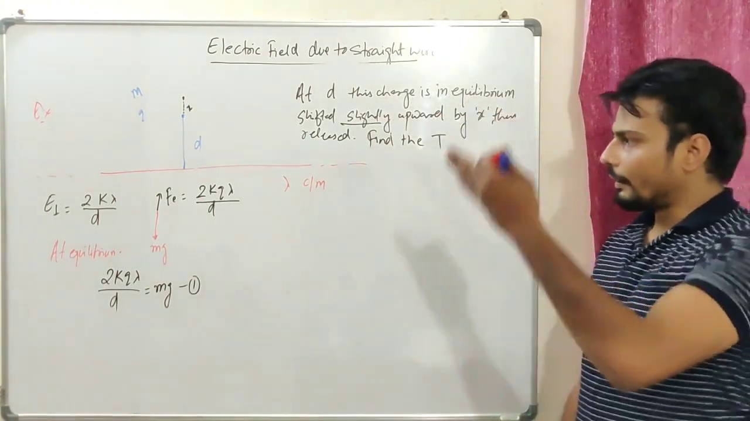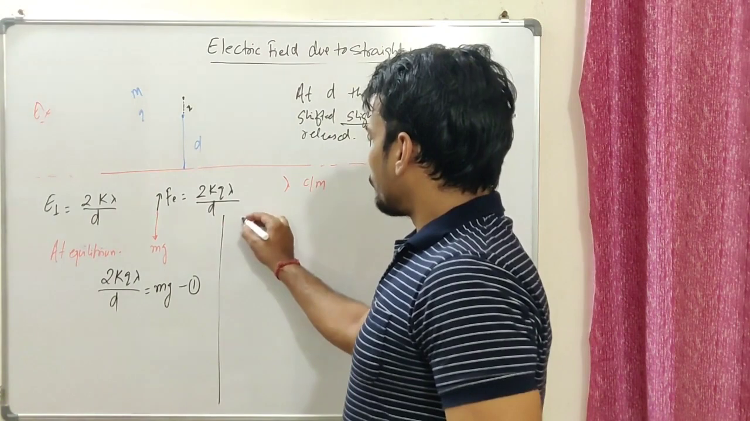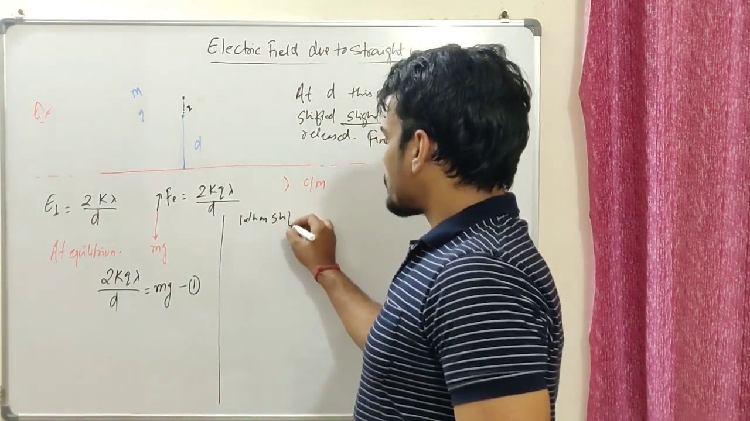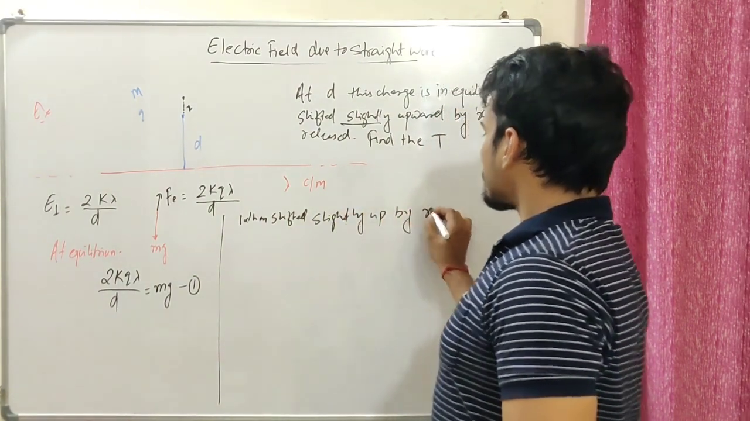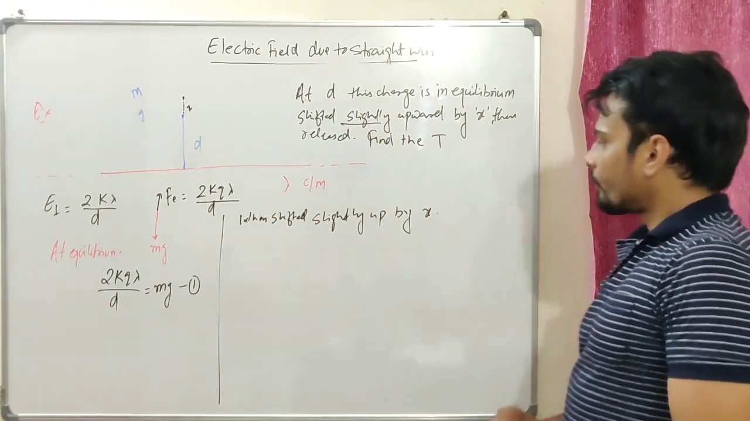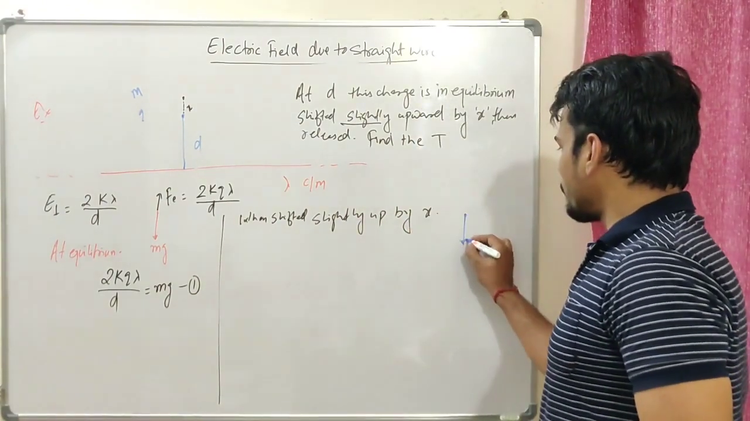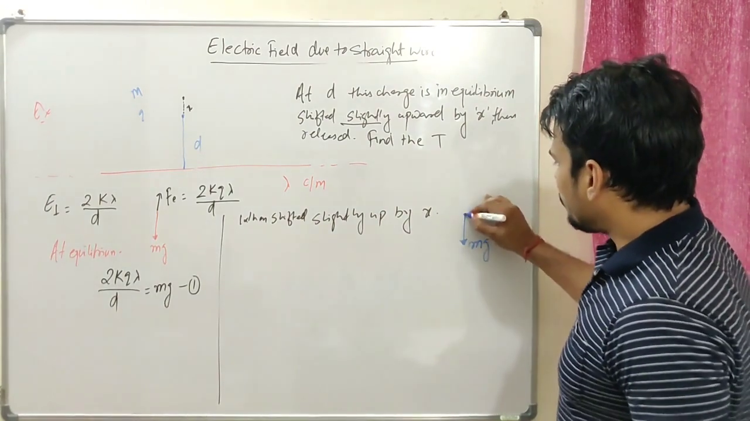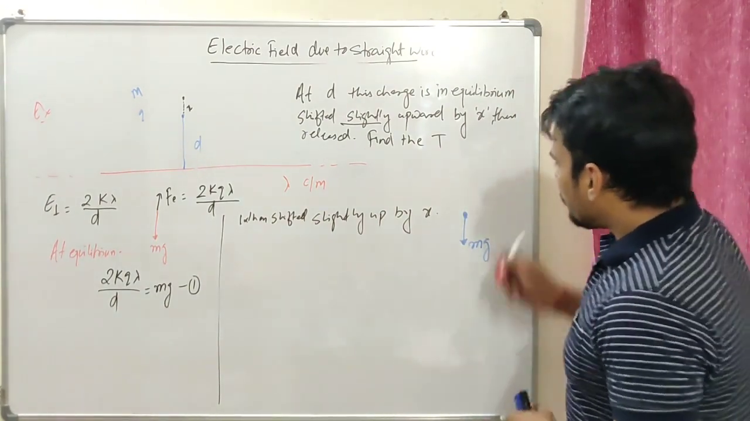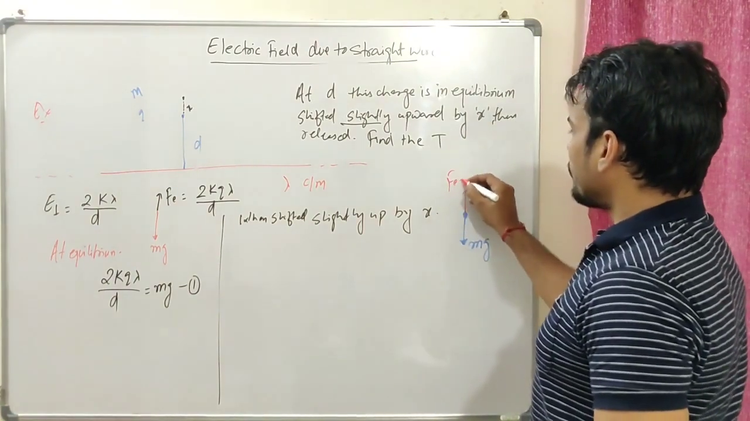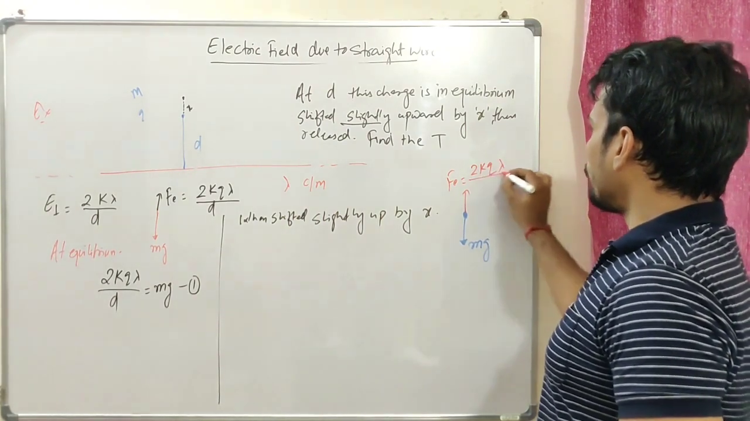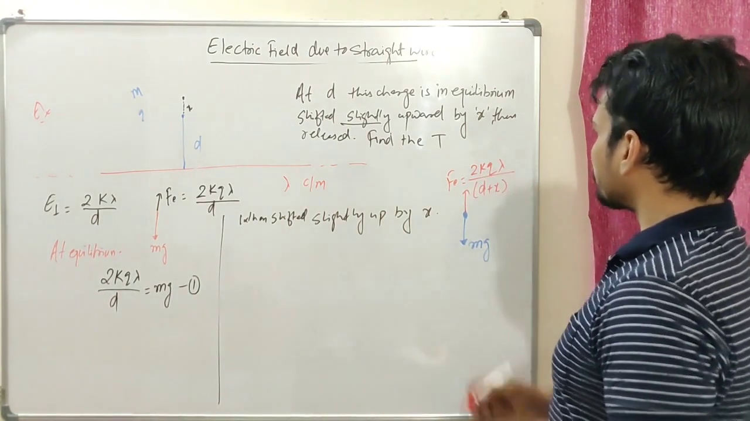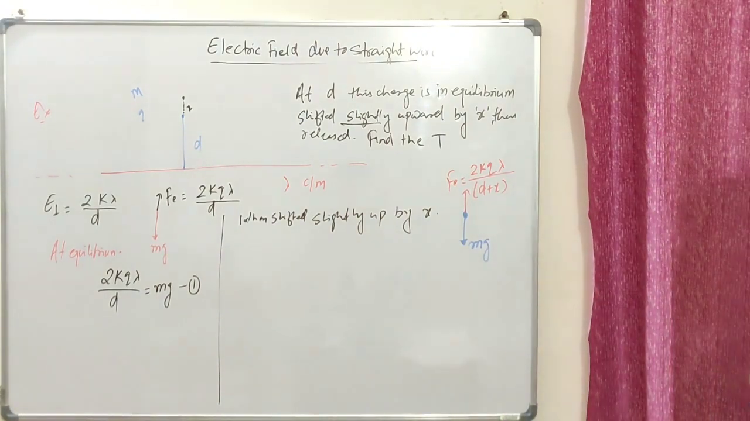When shifted slightly up by x, let's see what's going to happen over here. In this situation, mg will remain the same, no problem with that. Now this is a charged particle. The electrostatic force Fe is going to be how much? 2kqλ over d plus x, isn't it, guys? So if it is shifted a bit up, this is going to be the net electrostatic force.